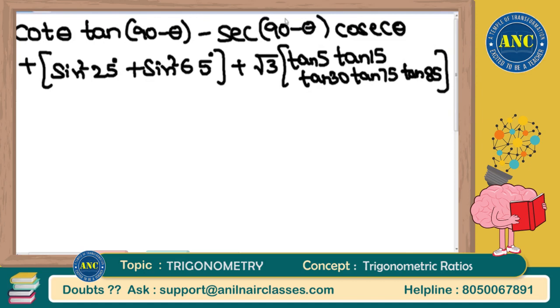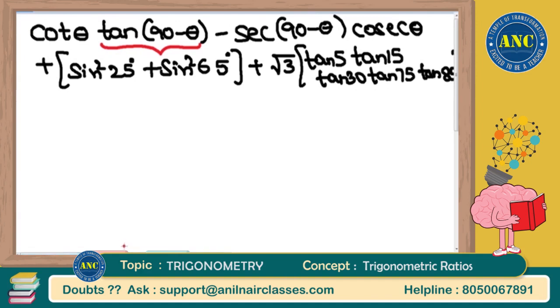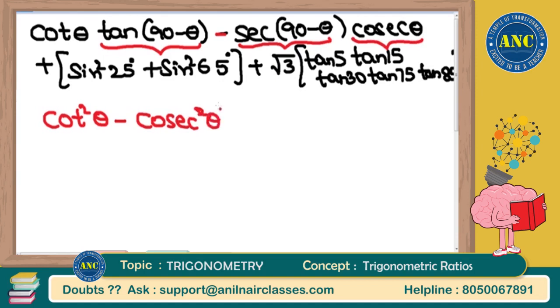Tan of 90 minus theta, from allied angles, is nothing but cot theta. So cot theta into cot theta is cot square theta. Minus secant of 90 minus theta is nothing but cosecant theta. Cosecant theta into cosecant theta is cosecant square theta, right?